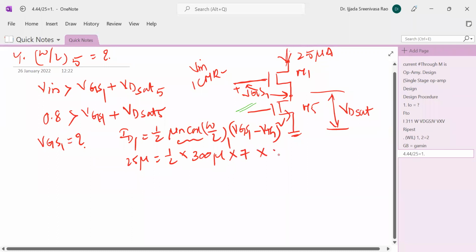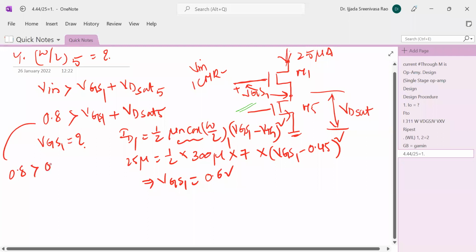So here is VGS. I want to find VGS1, I can say minus VTH value, already we found 4/5 square. So from this equation you can get the VGS1 value as 0.6. Now substitute this one here, then 0.8 should be greater than 0.6 plus VD sat 5. So VD sat 5 should be less than or equal to 0.2 volts. That's it.